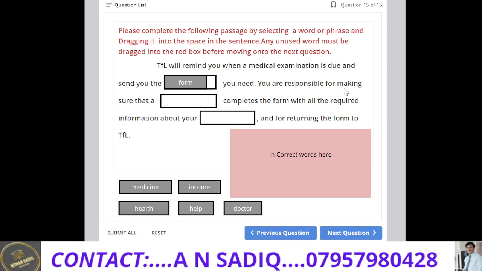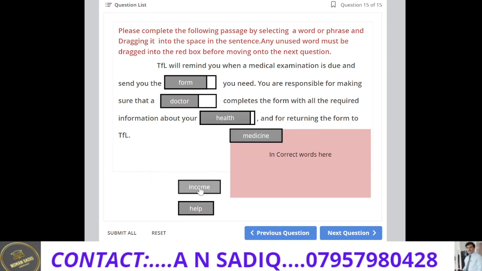Then you are responsible for making sure that the doctor completes the form. Who will complete the form? Doctor with small d. Okay. Form with all required information about your, it should be health. It should not be income. It should not be medicine. It should be about your health and for returning the form to the TFL. So I will put medicine here, income here, and health here.